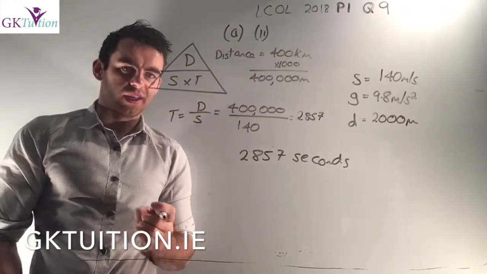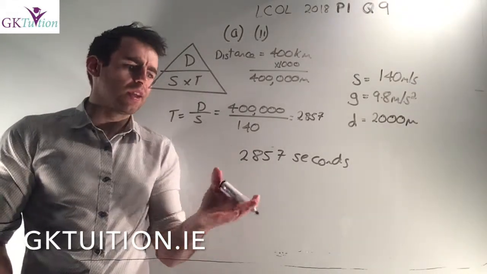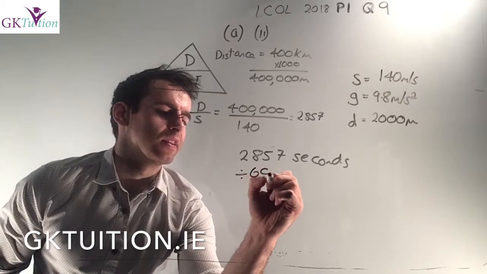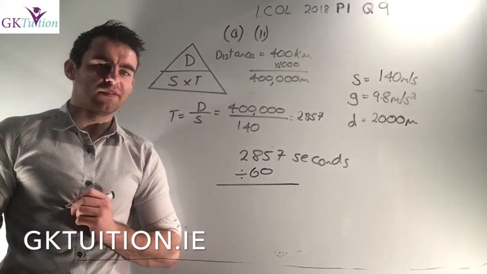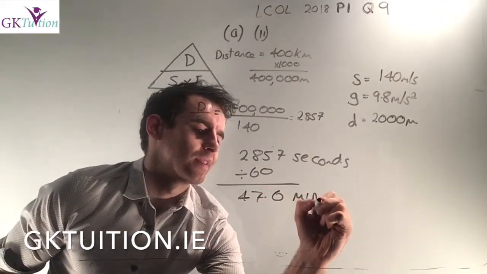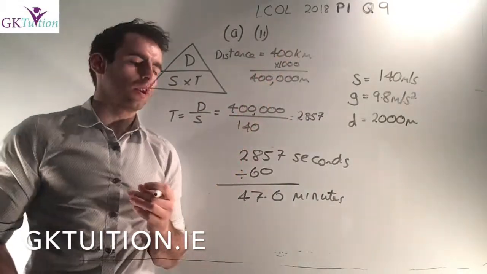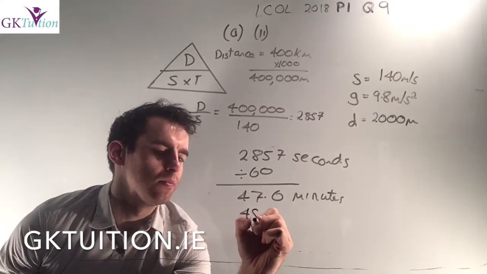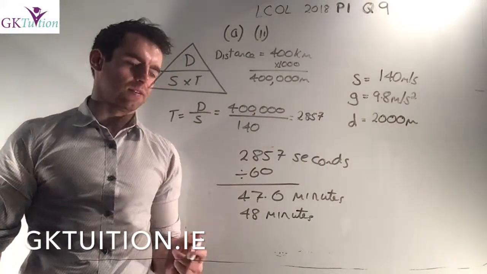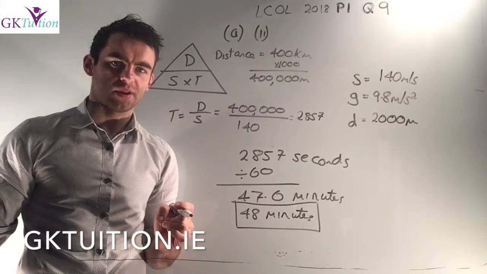But the question asked you to get this in minutes. To go from seconds to minutes, you need to divide by 60. So 2,857 seconds divided by 60 is equivalent to 47.6 minutes. And it asked you to give it to the nearest minute. So if this tsunami occurred 400 kilometers away from land, it would take 48 minutes before the tsunami reaches land. So your final answer there is 48 minutes. You just have to be very careful with your units in that question.